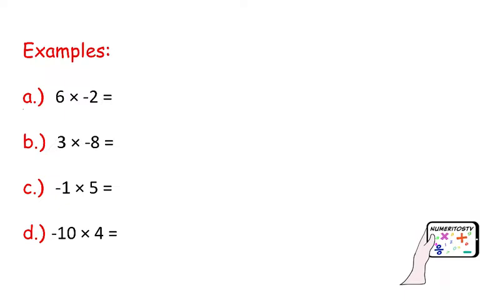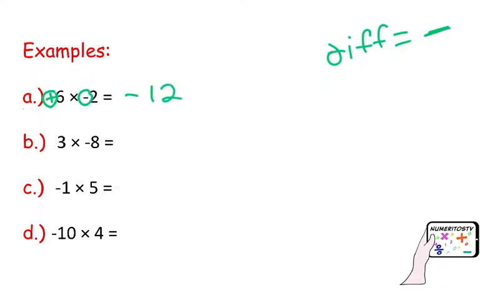So let's do quick examples. Check the sign of the integers. In the first one we have 6. If you don't have any sign, remember that means that it's positive. And the other one is negative 2. So I'm checking the signs. The rule is different signs, the answer is going to be negative. So here we have different signs, my answer is going to be negative. And then I just multiply 6 times 2, that is 12.